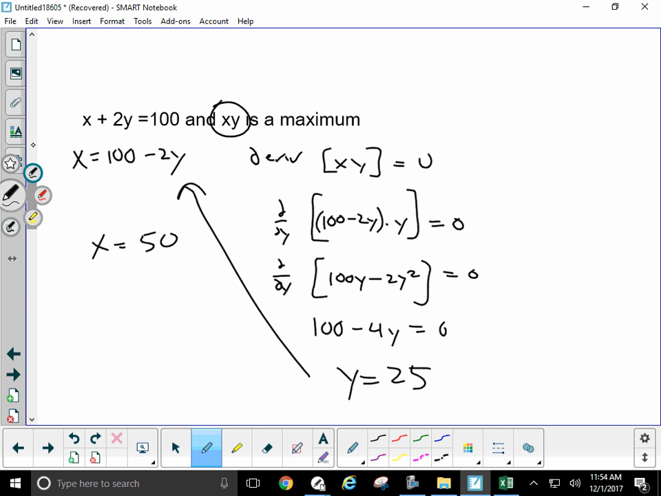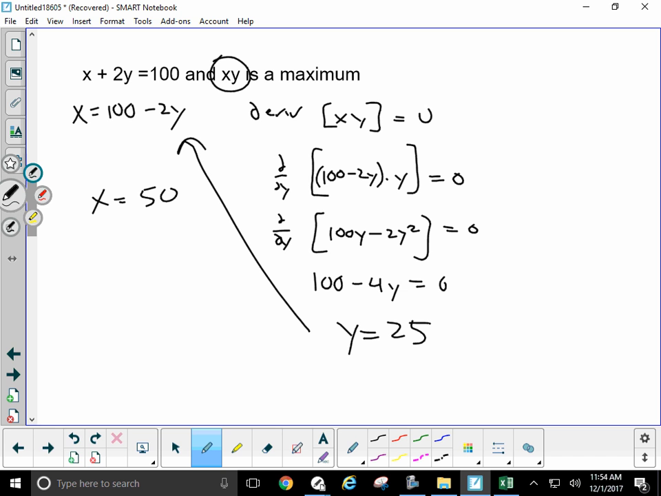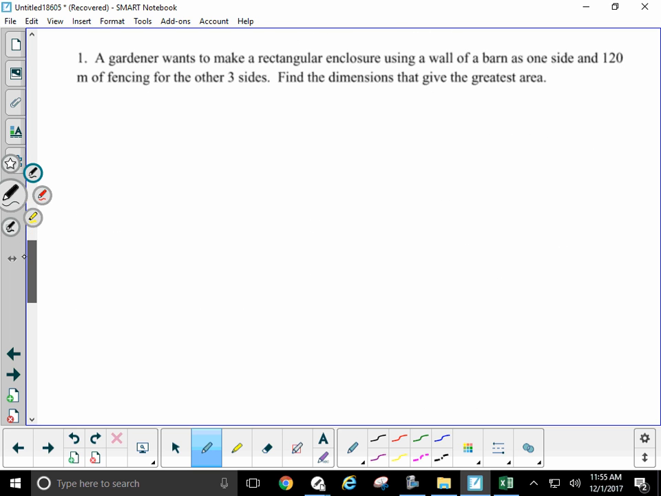They get a little bit more complicated if the fixed and the optimizing expression is not given to you. Take this example of the gardener. A gardener wants to make a rectangular enclosure using the wall of a barn as one side of the enclosure and 120 meters of fence for the other 3 sides. It has to be a rectangular enclosure. Find the dimensions that give the greatest area.